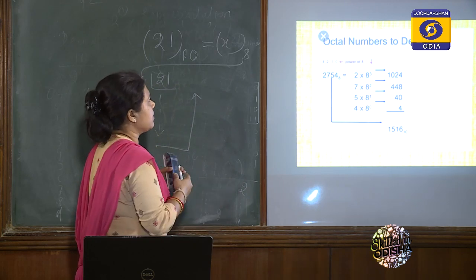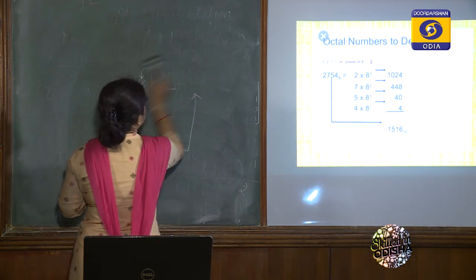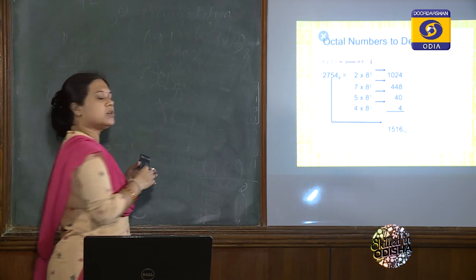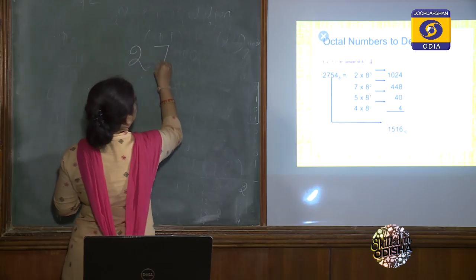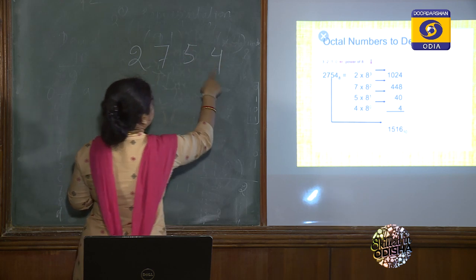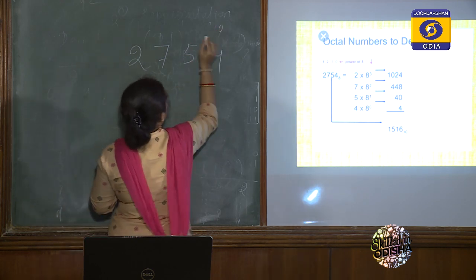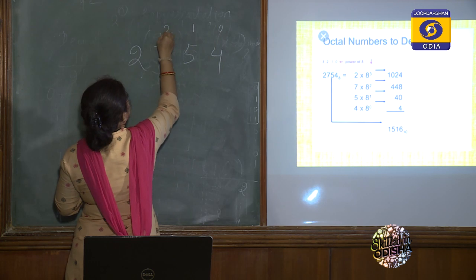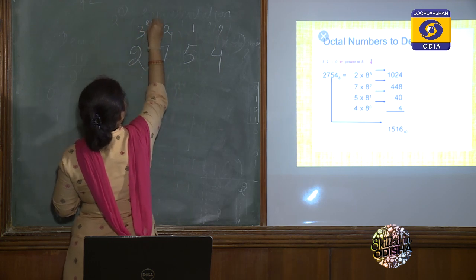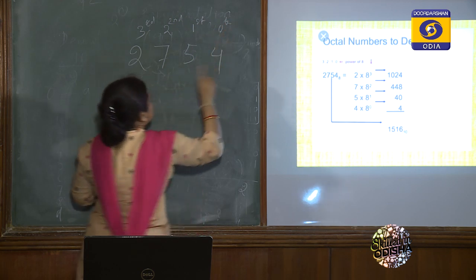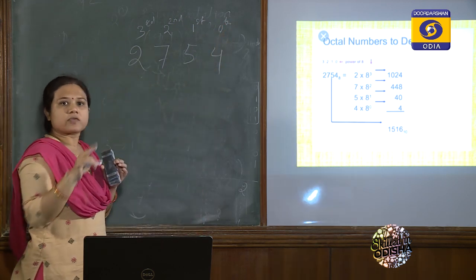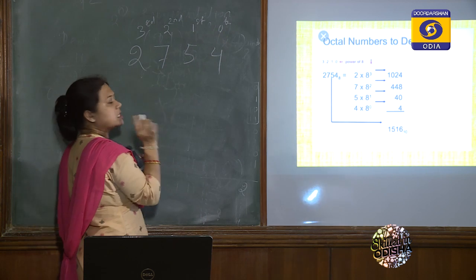Next is the reverse one, octal to decimal conversion. Octal to decimal conversion means again I have to go for the multiplication with the positional weight. Here it is written 2754. So what is the position of this 4? 0. Position here is first, this one is second, and this one is third. These are the positions: first, second, third and 0th position. So I have to multiply all these values with their positional weightage.